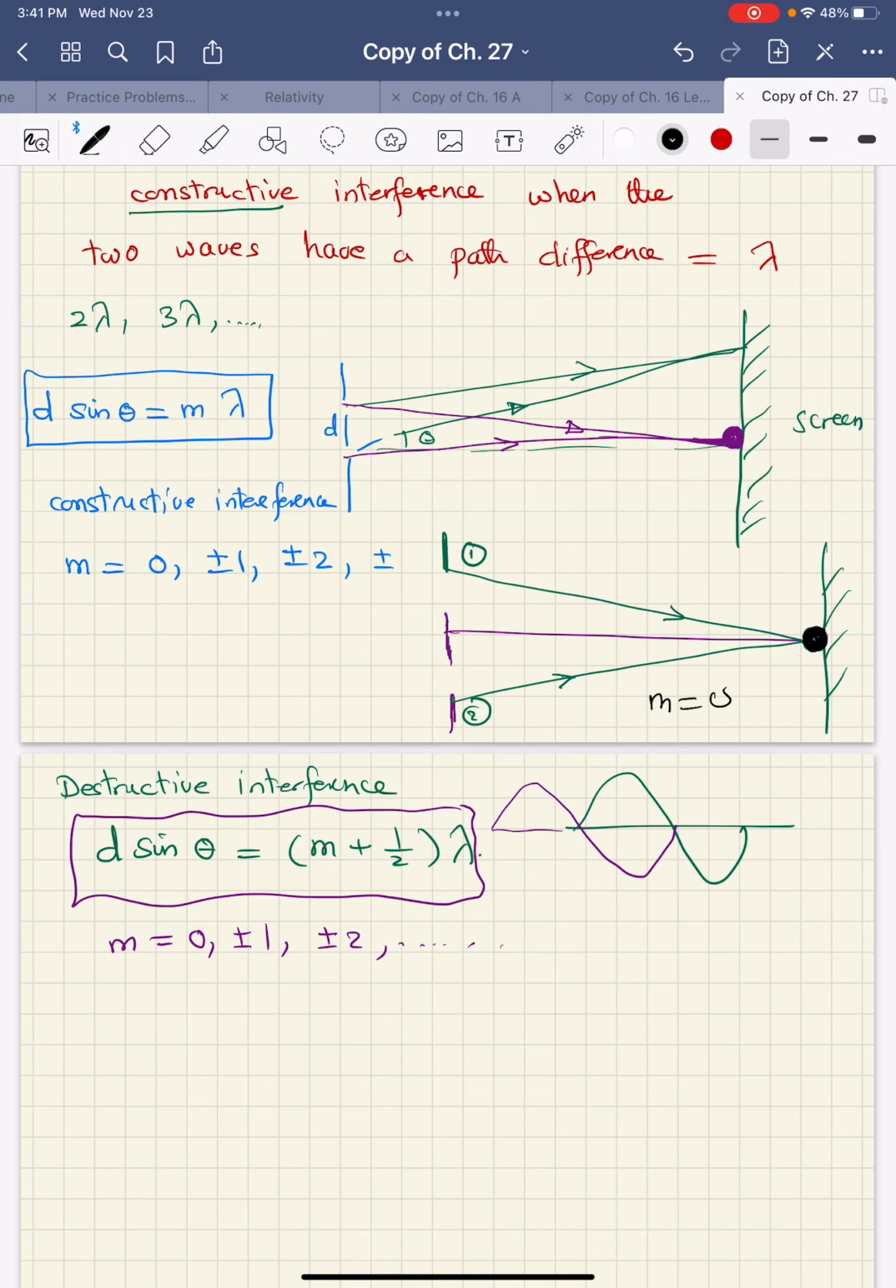With destructive interference, one of them is delayed by half of lambda, and therefore d sine theta equals m plus 1/2 times lambda, where m equals 0, plus or minus 1, plus or minus 2.